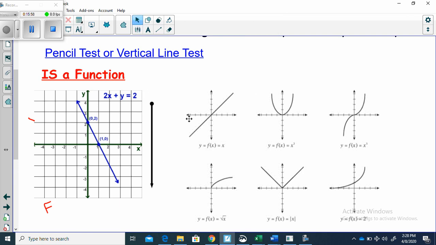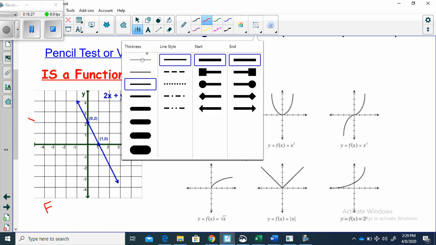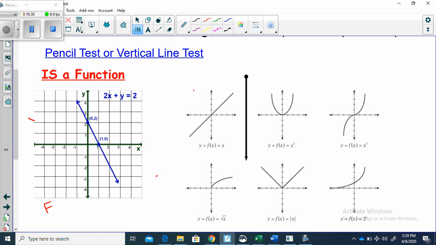Let's try this line. That one was going down. This one's going up. This one's slope is positive. Let's run our vertical line, or pencil if you want to, over it. Is there anywhere where those two lines intersect at more than 1 point? No. See, everywhere you've got it, it's intersecting at just 1 point. Went all the way across it. So that is indeed a function. Let's put f by it. This one's a function.